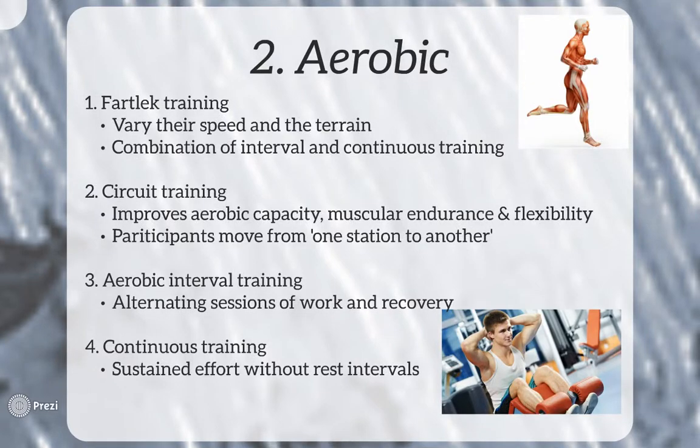Aerobic training. This includes 4 key areas. 1. Fartlek training, which varies the speed and the terrain of the athlete. It is a combination of interval and continuous training. 2. Circuit training improves aerobic capacity, muscular endurance, and flexibility. This is when the participants move from one station to another.